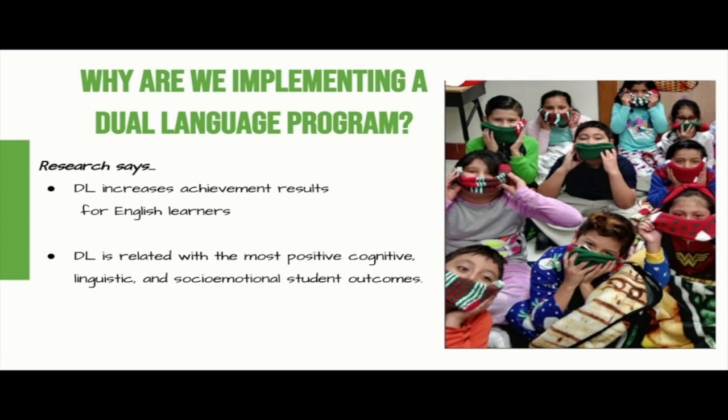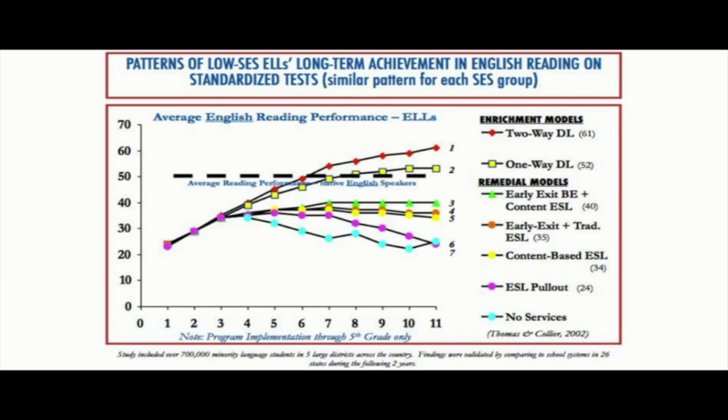Current research on best practices in effective bilingual education program implementation links dual language programs with increased achievement results for English learners, and it has been related with the most positive cognitive, linguistic, and socio-emotional student outcomes. Being bilingual physically changes your brain, a concept known as neuroplasticity.